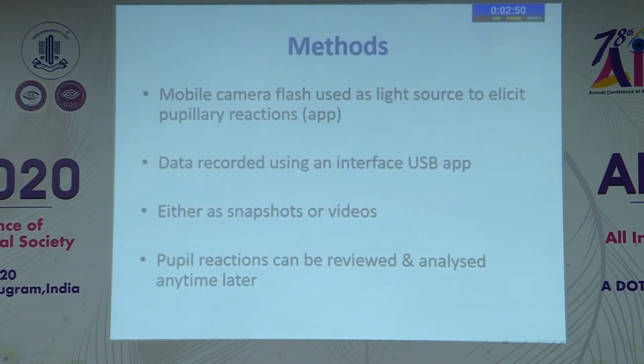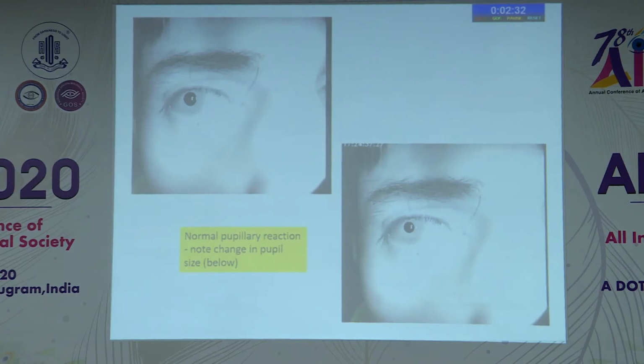The method that we used was, we used the camera flash itself as the light source. Initially, we tried using a battery, but that needed another personnel to shine the torch. So we used the mobile camera flash itself as the light source. And the data was recorded using the interface USB app, either as snapshots or as videos, and the pupillary reactions can be reviewed and analyzed later. These are some of the snapshots that we got of patients.